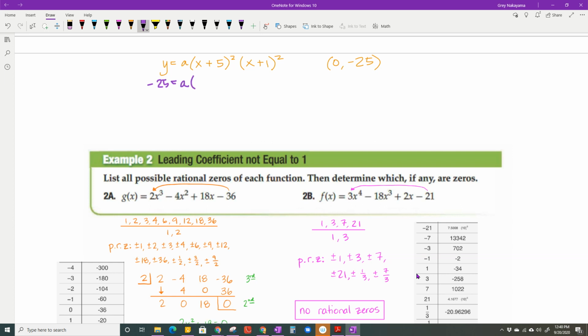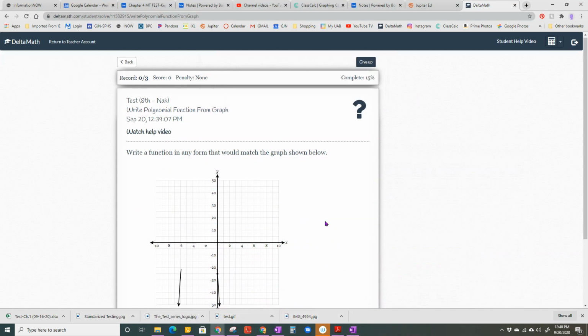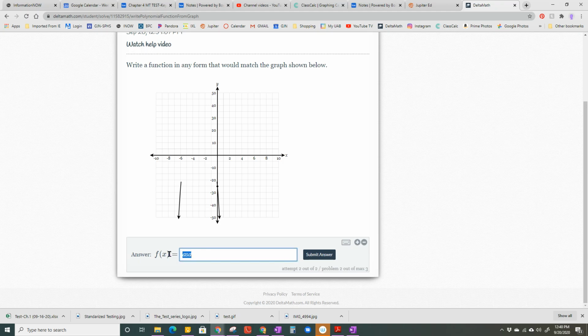If I put 0 in, that's 25. If I put 1 in, that's 1, because 1 squared is 1. So 25 divided by 25 is 1. So a should be negative 1. In this case, all I have to do is put a negative sign in front of it. So let's go see if that works. And if it doesn't, I will see my graph. I hope y'all don't have this trouble.